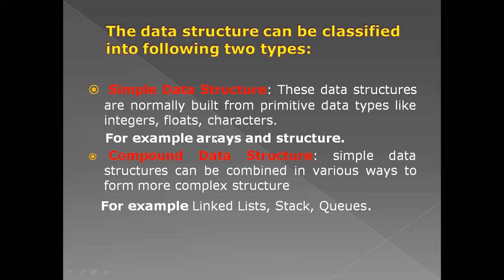The example is arrays. And the second one is the compound data structure. What is a compound data structure? It can be combined in various ways to make a complex structure. Whenever we have two data structures and we combine them together to make a new data structure, obviously that will become a complex one. Linked lists, stacks, queues are all there, which make a complex data structure.